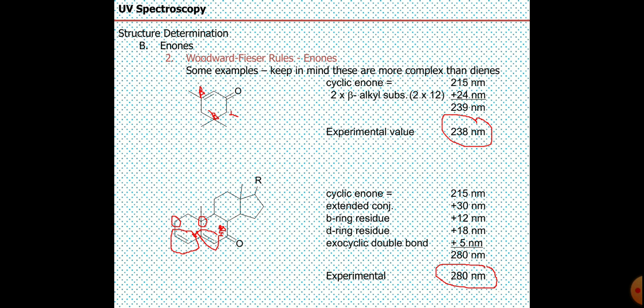So this is the alpha position and this is the beta position, and there are two alkyl groups present over this beta position. Therefore we added 24 nanometer.